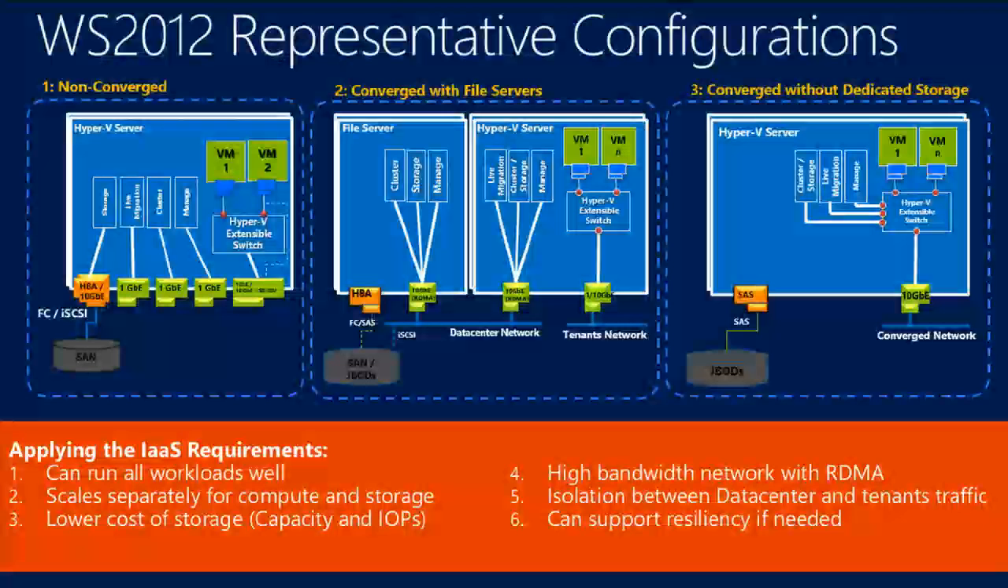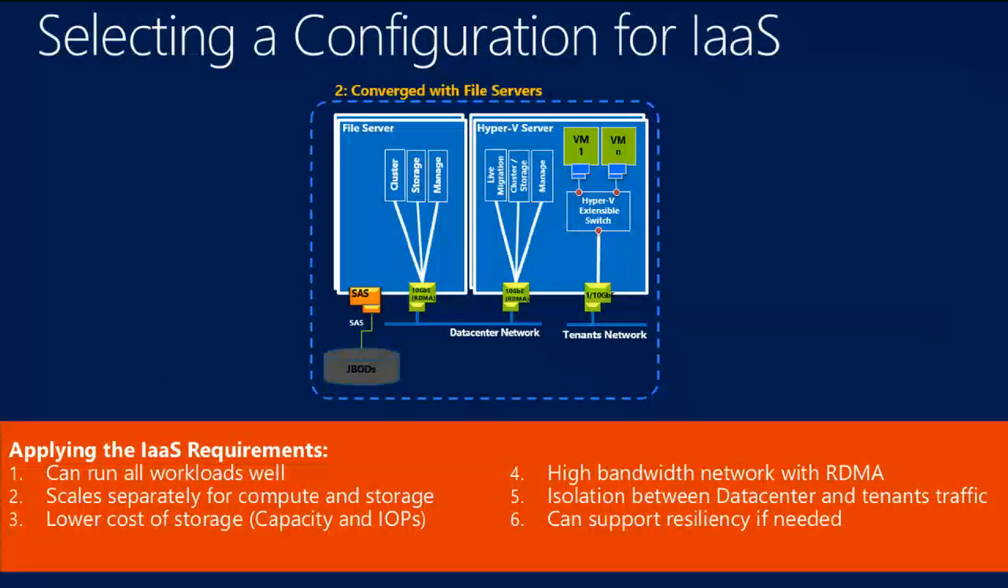But if we apply the IaaS design considerations that we are talking about here to these configurations, and we say we want something that will run all workloads well, that will scale separately for compute and storage, that will lower our cost of storage, and that will give us a high bandwidth network between the Hyper-V servers and the file servers, with isolation and with the ability to support resiliency if needed, then you really end up focusing on the middle one. And that's the configuration that we've been focusing on improving and making better, more scalable, even lower cost, and easy to set up.